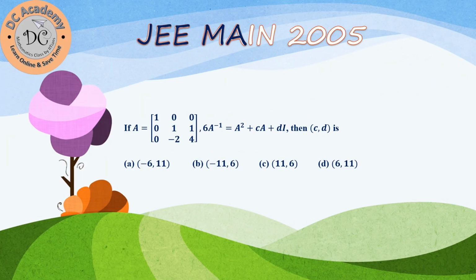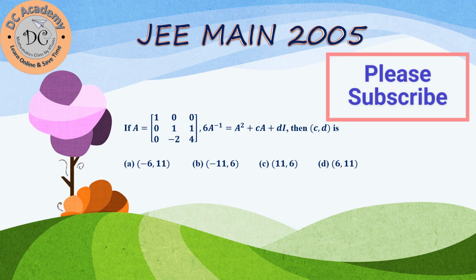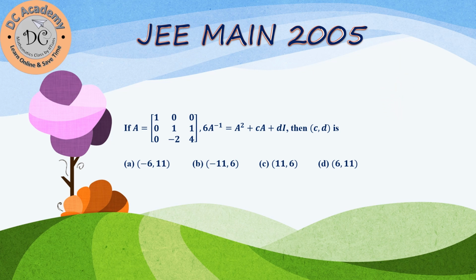In this video, we're going to solve a problem from matrices and determinants which appeared in the year 2005 in the JEE Main paper. So let's go ahead and understand the problem statement. Here we have a given matrix A, and it says 6A inverse is equal to A square plus cA plus dI, and we need to find out the value of c and d.